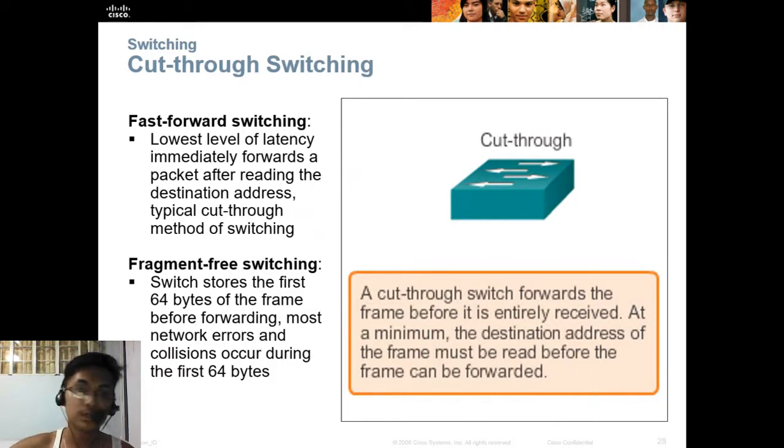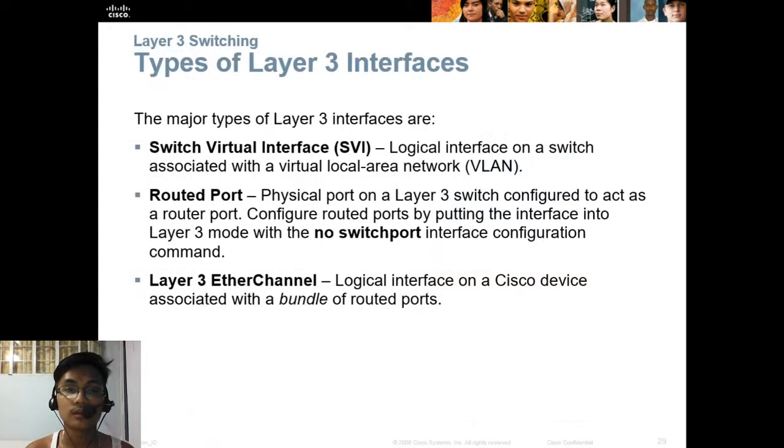Fast-forward switching has the lowest level of latency and immediately forwards a packet after reading the destination address. It is the typical cut-through method of switching. Fragment-free switching: the switch stores the first 64 bytes of the frame before forwarding, because most network errors and collisions occur during the first 64 bytes. A cut-through switch forwards the frame before it is entirely received. At a minimum, the destination address of the frame must be read before the frame can be forwarded.